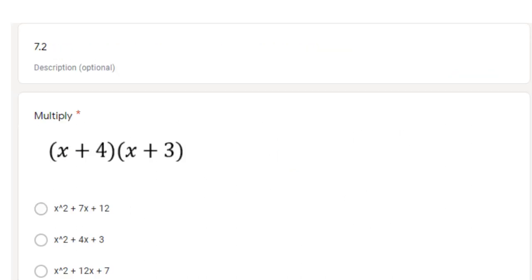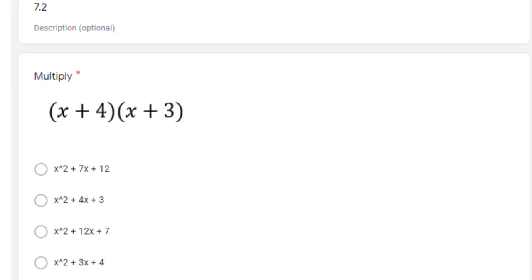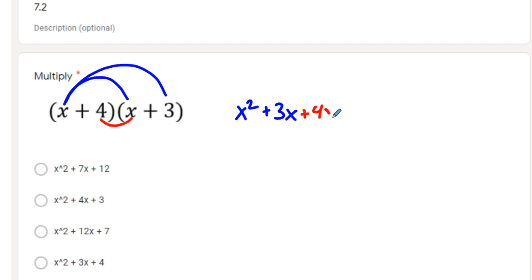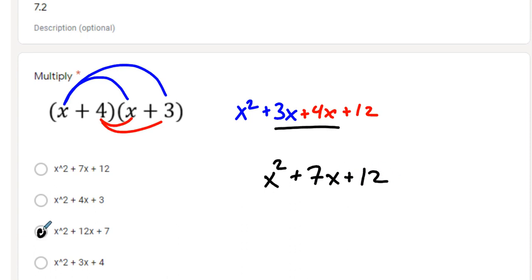Then we learn how to multiply. Multiply is just double distribution, multiple distribution. First thing we distribute is the x. X times x is x squared. Then the x needs to distribute to the 3, and that makes 3x. Now you need to distribute the 4. 4x. 4 times 3 makes 12, and then combine all your like terms, which are the middle ones. You get x squared plus 7x plus 12. That would be the third option. Oh, wait, no, I made a mistake. Sorry. I wrote the answer right. That should be the first option. X squared plus 7x plus 12. There we go.